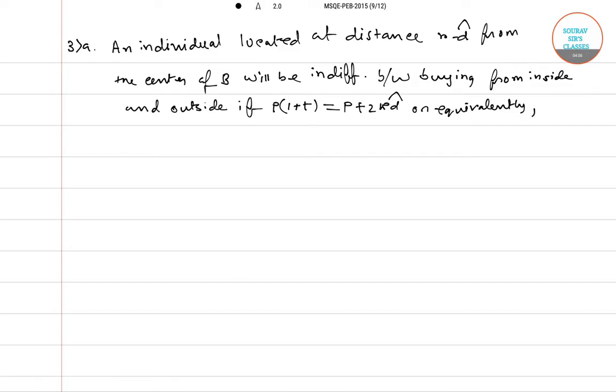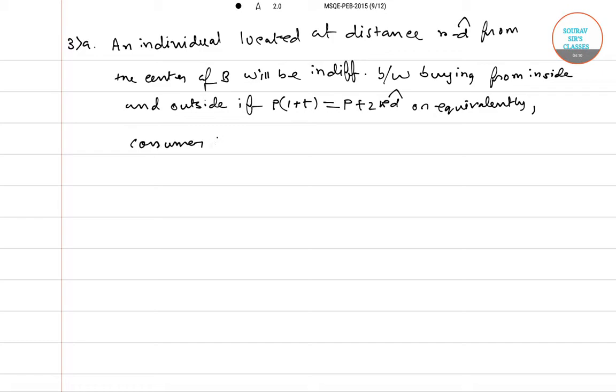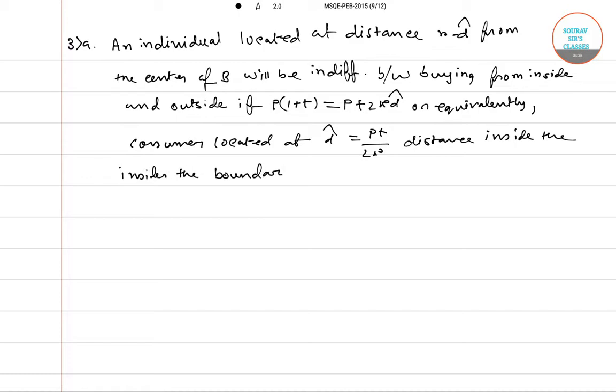or equivalently, the consumer located at d hat equal to (P1 plus T minus P) divided by 2k distance inside the boundary is indifferent between buying from inside and outside the region.